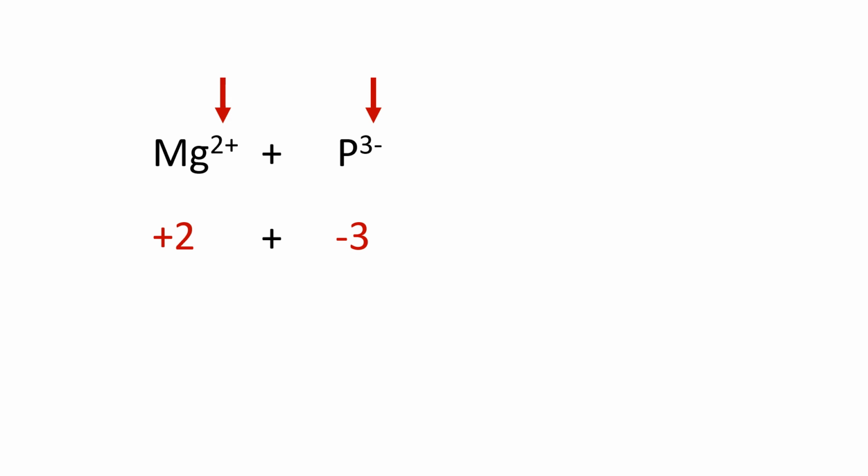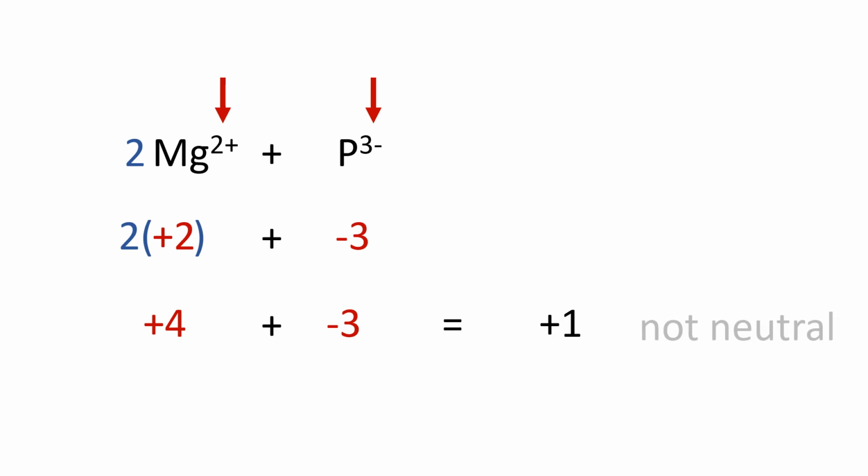Now, what if we try the technique that we used before and just double one of the ions? Let's say we double magnesium. Each magnesium ion has a positive 2 charge, and if we double that, that's going to give us a positive 4. If we did nothing to the phosphide, we're still going to have that negative 3, and if we add these charges together, we're going to end up with a positive 1. That is still not neutral, so we still have more work to do.